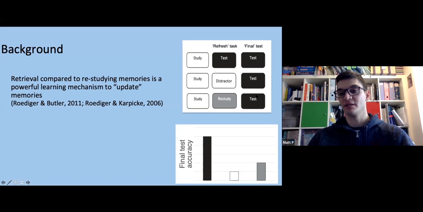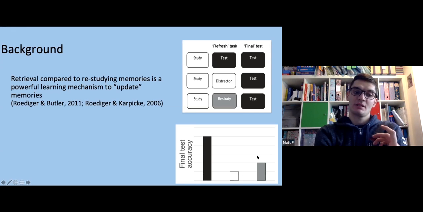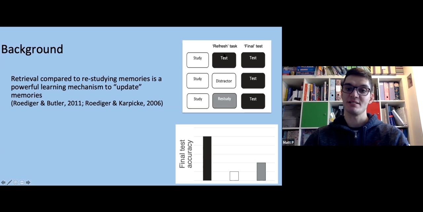After these refresh tasks, participants then complete what I'll call a final test. In all three conditions, participants will actively try and remember the information they learned during the study phase. Typically, the retrieval practice effect shows that in this final test, participants' accuracy for events is better if they completed a test during the refresh task compared to the distractor or the restudy task. It also goes that any erroneous details presented during the refresh task are more likely to be falsely remembered again during the final test after the test condition, compared to the other two.